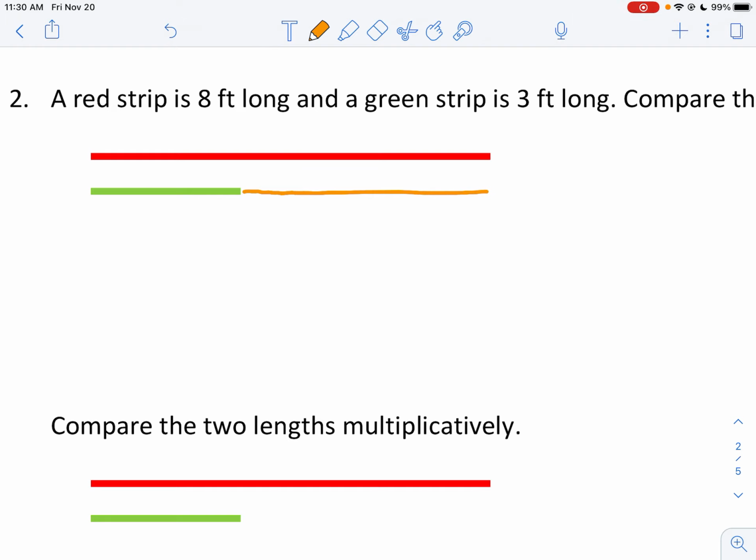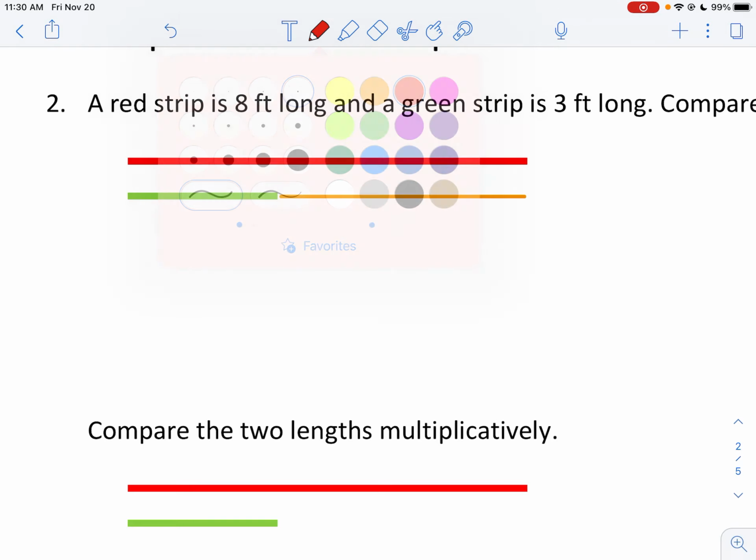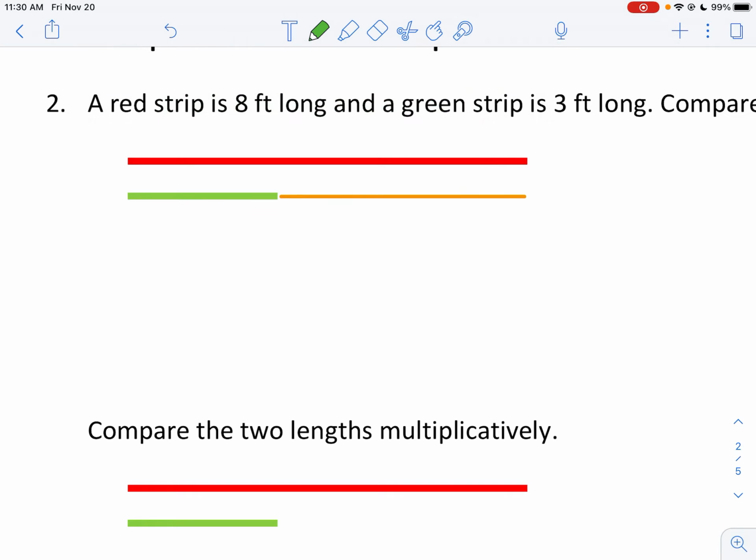So there's going to be another strip here. I'll make it orange. I'm going to figure out how long that is, what's the difference in length between these. This is just an additive comparison. It's a comparison where we would use subtraction to get the value. This is something we've done in the past, so I'm just kind of reminding us of this idea. I'm going to also put in hash marks. Well, I'll do that in the next one, actually.